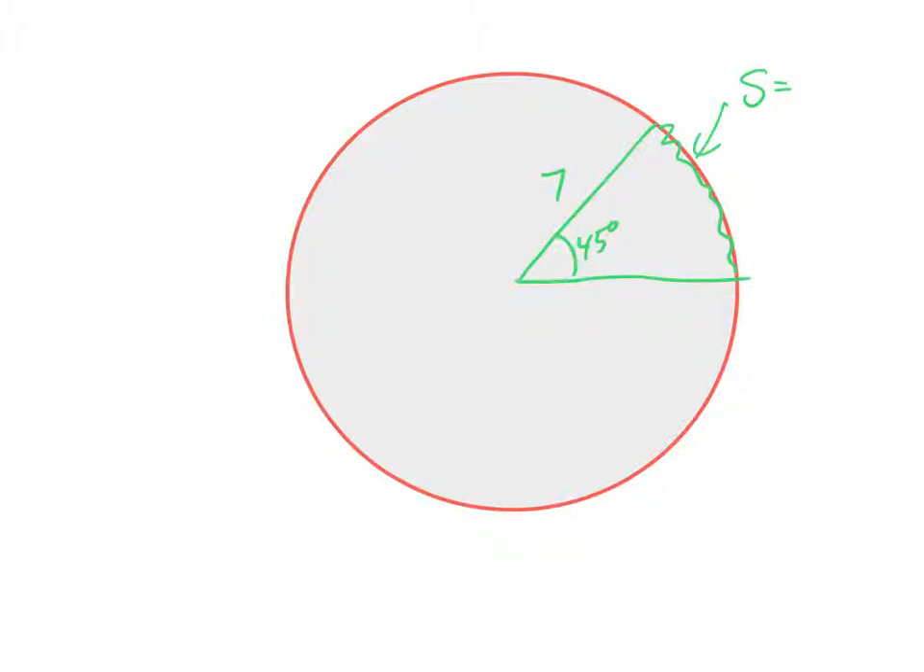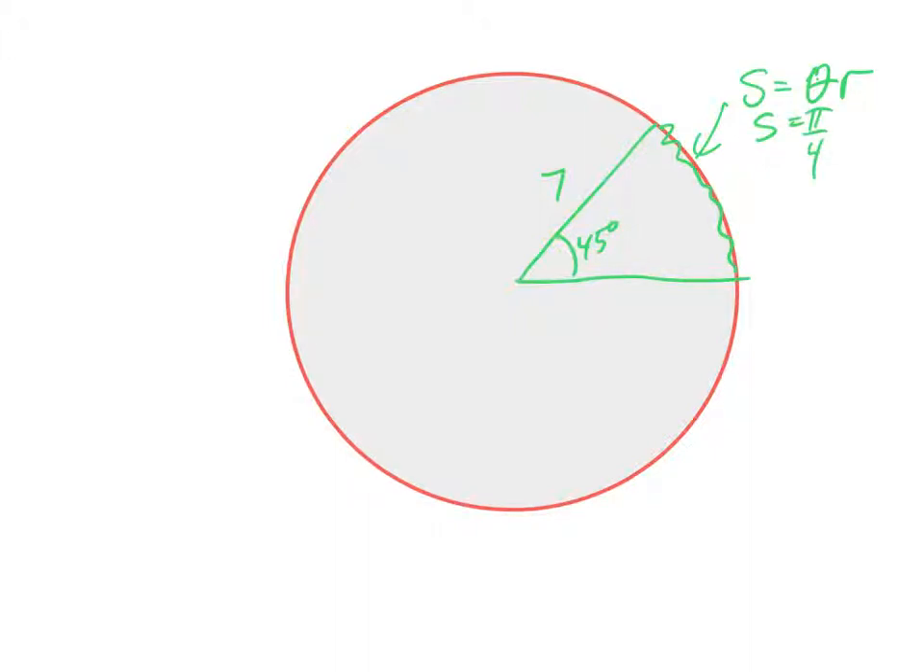Pause the video while we give that a try. All right, let's see how you did. My first thought, I'm going to write the formulas. Did you know it was S equals theta r? And the arc length I didn't know, but the theta I knew. It was 45. Hopefully you did a little conversion and figured out pi over 4.